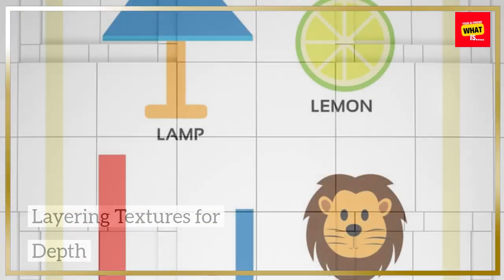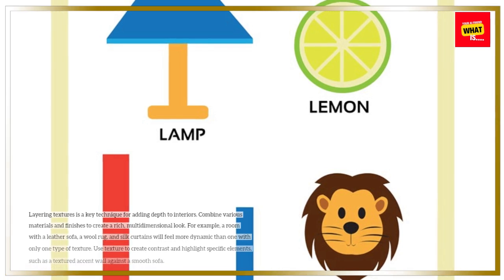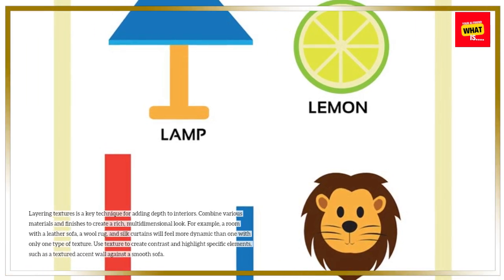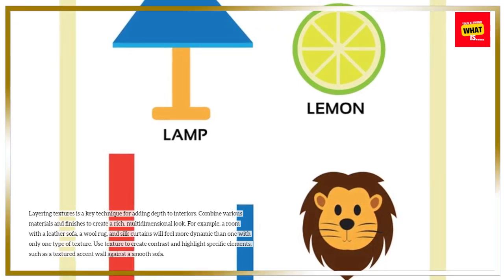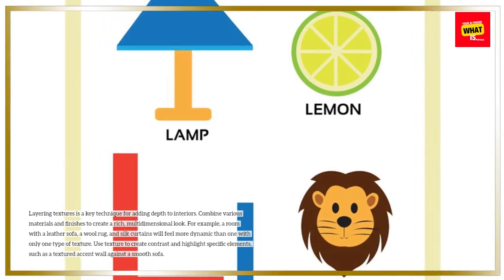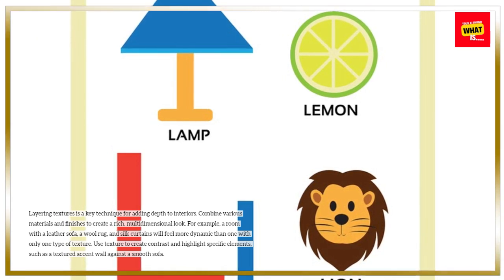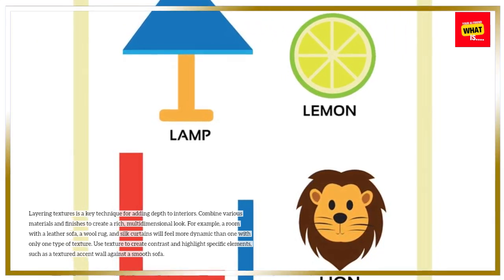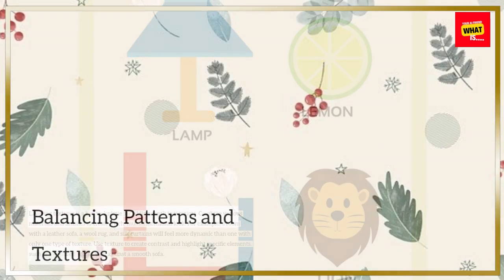Layering textures for depth. Layering textures is a key technique for adding depth to interiors. Combine various materials and finishes to create a rich, multi-dimensional look. For example, a room with a leather sofa, a wool rug, and silk curtains will feel more dynamic than one with only one type of texture. Use texture to create contrast and highlight specific elements, such as a textured accent wall against a smooth sofa.